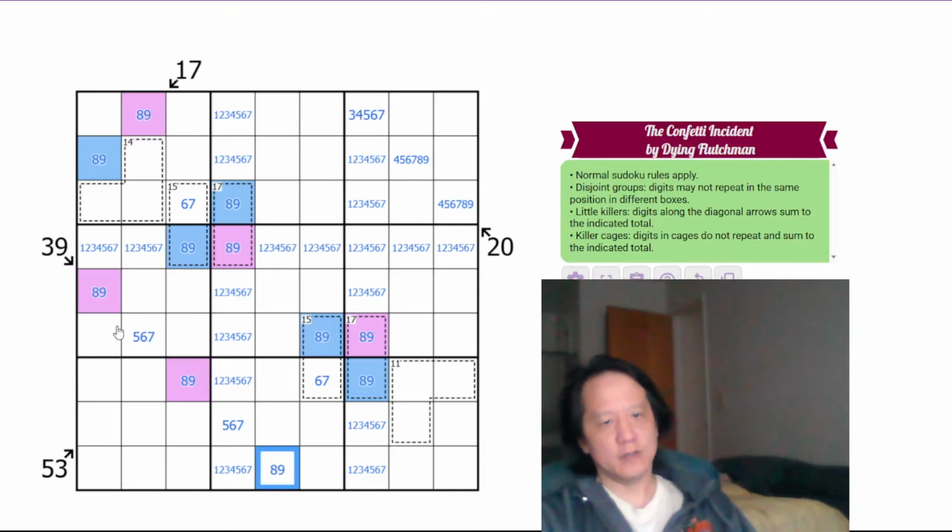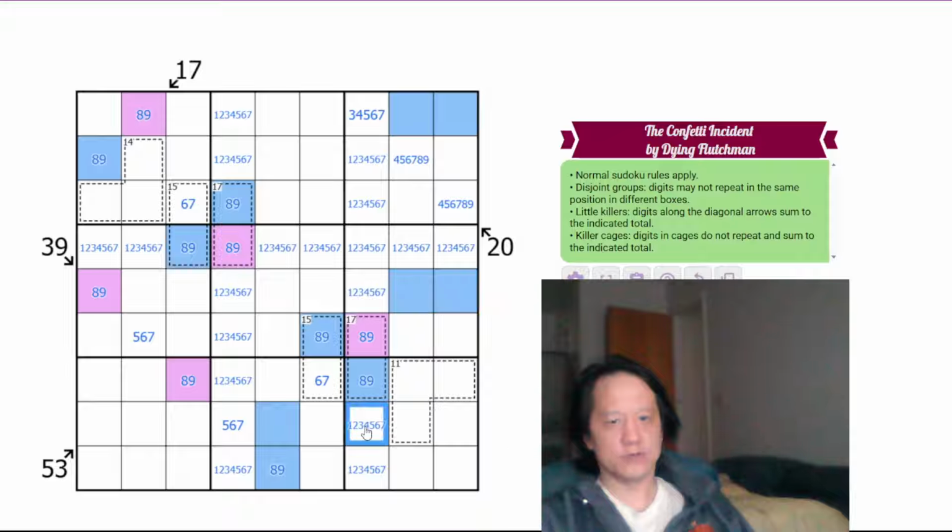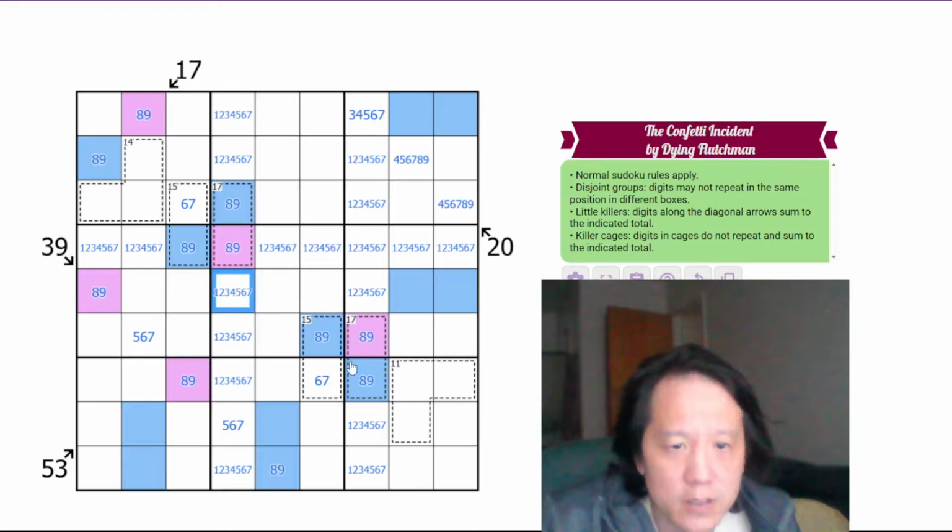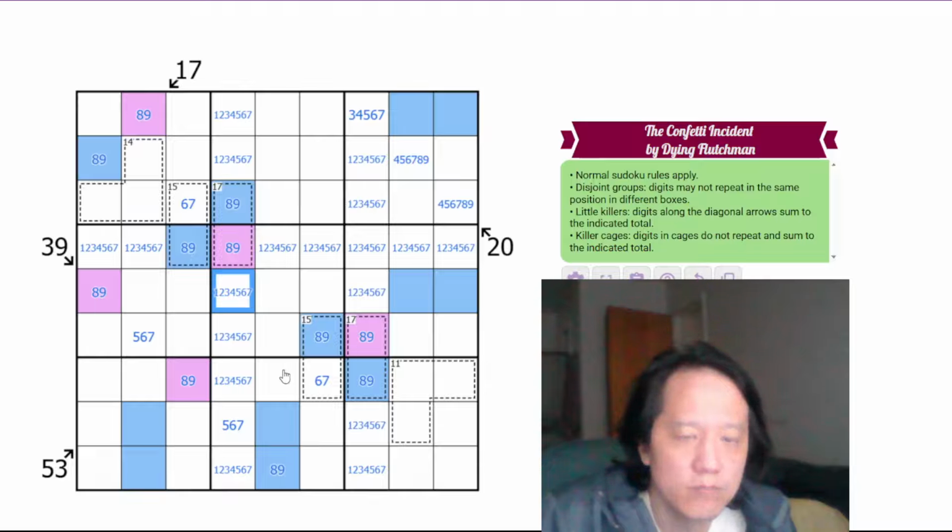Can this be all pink? Potentially, right? Blue cannot be here, so blue has to be one of these two. Blue has to be one of these two, and blue has to be one of those two. Blue can't be here, blue can't be here, blue can't be here, so blue's one of those two. Pink cannot be here. It's one of these four.